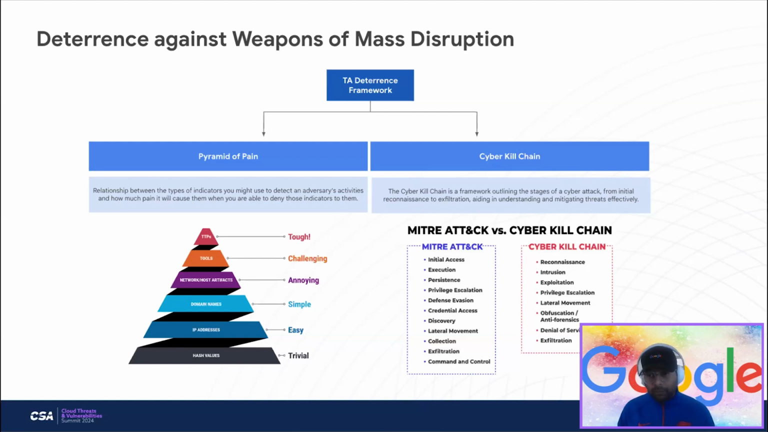What the pyramid of pain basically means is a relationship between the type of indicators that an adversary might leave, and how much pain it would cause them if we are able to deny those entry points to them. The cyber kill chain is a framework outlining the stages where a threat actor moves from the initial reconnaissance phase to the exfiltration phase. If we can stop or kill any of those stages in between, the entire flow of the cyber breach is broken before they can exfiltrate or get to our data.